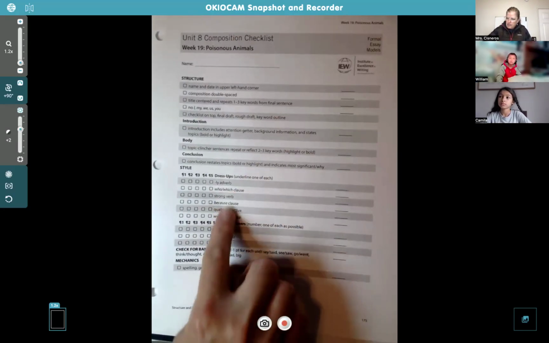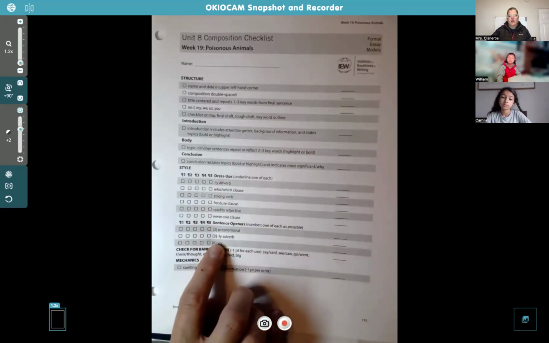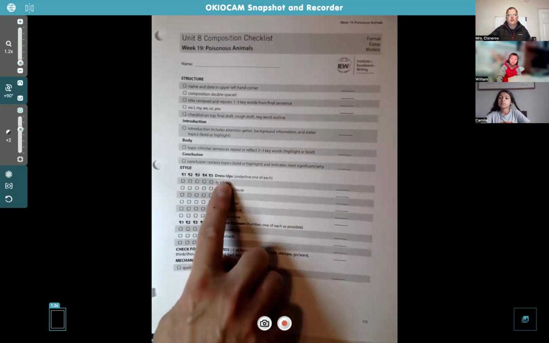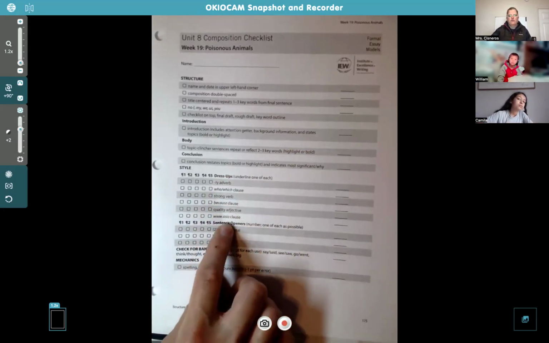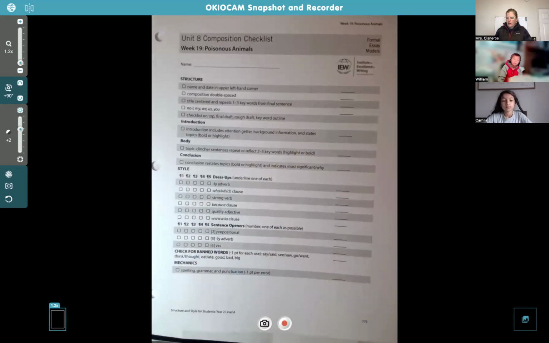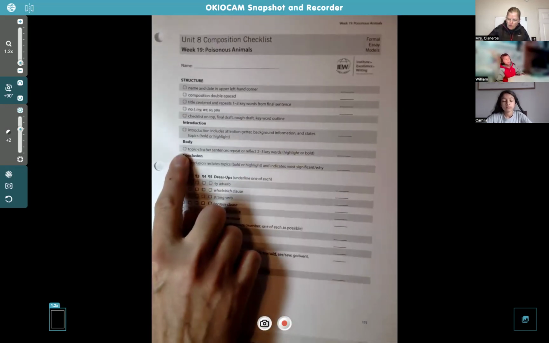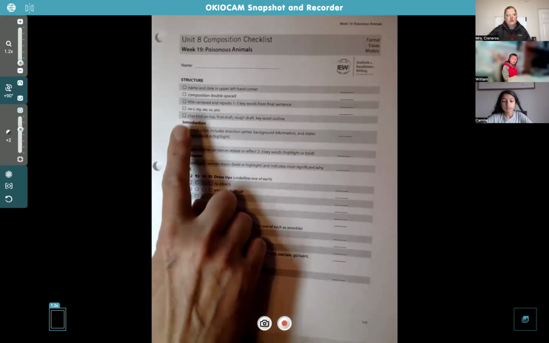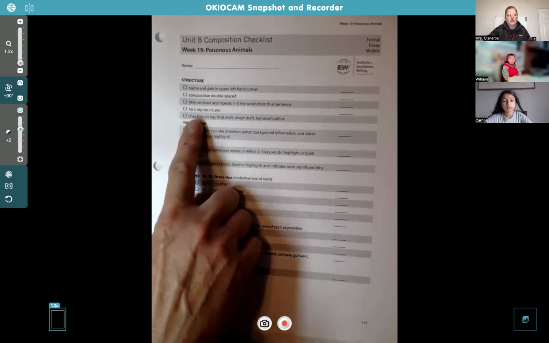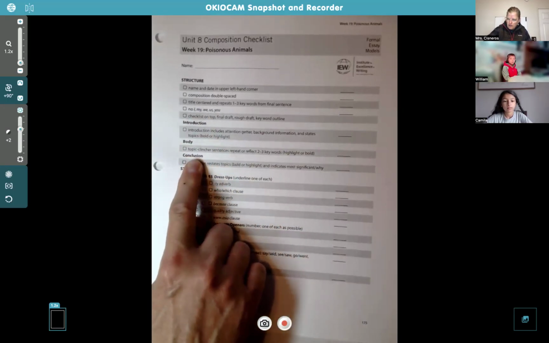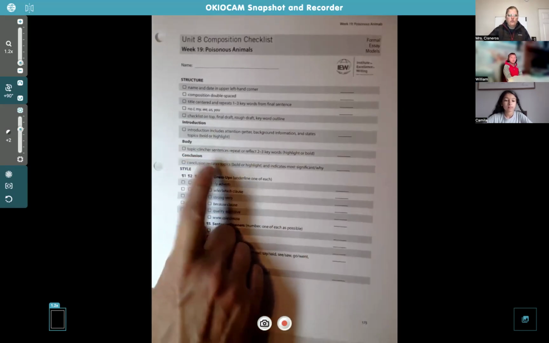Everything else is pretty much the same. Remember, VSS is the very short sentence. So you want to make sure to include all your dress ups. And now you have 3 different openers in each paragraph. This week, you're focusing on the body. Don't worry about checking boxes for the intro and the conclusion yet. That's later. You're only doing the first 2 body paragraphs.